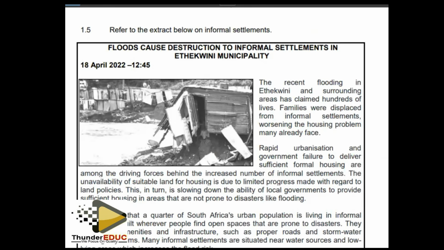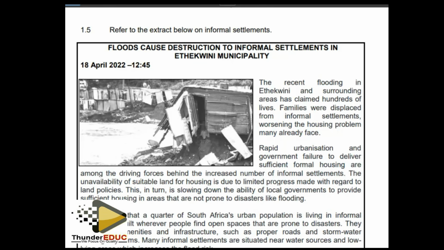let's look at 1.5. 1.5 says, refer to the extract. We have the extract here, okay, which is about the informal settlements in eThekwini municipality. So it says floods cause destruction to informal settlements in eThekwini municipality. The recent flooding in eThekwini and the surrounding areas has claimed thousands of lives. Families are displaced from the informal settlements, worsening the housing problems many already face. Rapid urbanization and government failure to deliver sufficient formal housing are among the driving forces behind the increased number of informal settlements. The unavailability of suitable land for housing is due to the limited progress made with regards to sufficient housing in areas that are not prone to disasters like flooding.